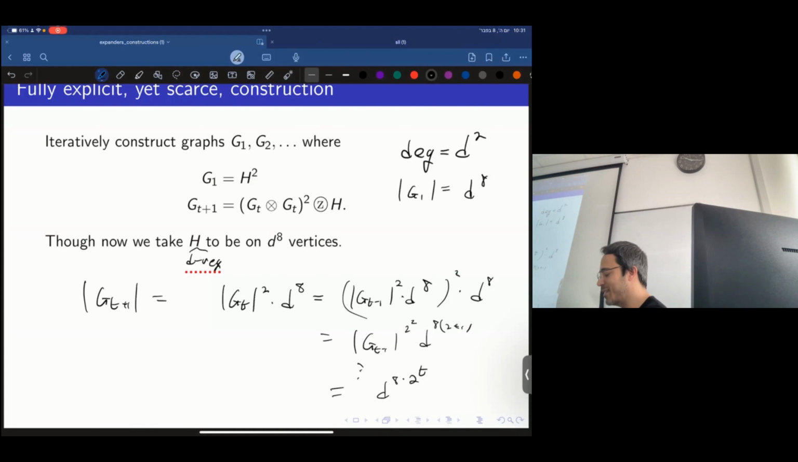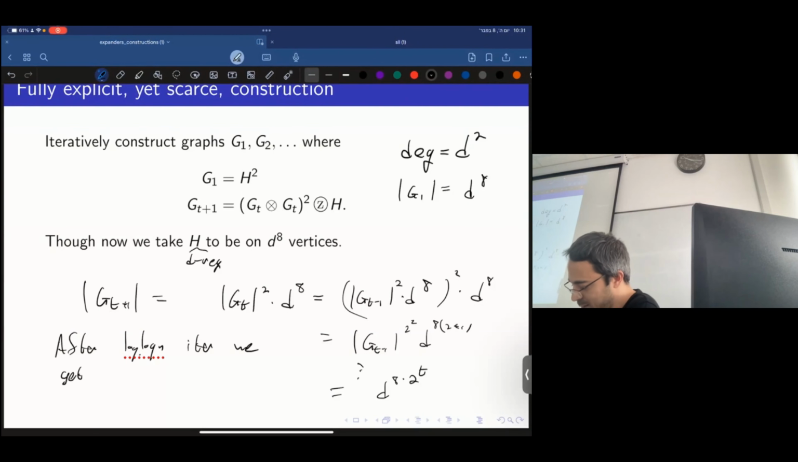But the important thing is that it increases double exponentially fast. D is constant, so double exponentially fast. So this means that if you want a graph of size n, after log n iterations, actually a bit less because D is maybe slightly larger than 2, depending on the base that you put here, we get a graph, maybe not of size n, but of size at least n. It's between n and n squared, more or less.